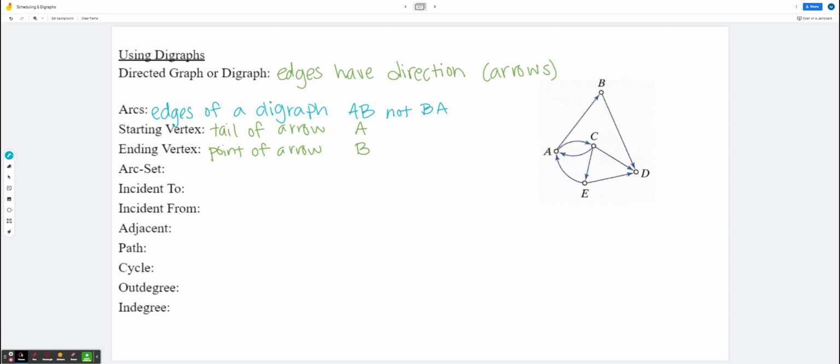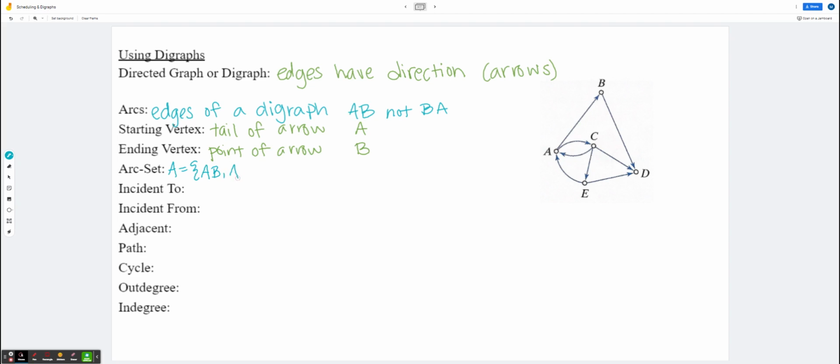The next thing we can talk about here is the arc set. Similar to how we talked about the vertex set and the edge set in a regular graph, we can talk about the vertex set and an arc set of a digraph. For our arc set, you do need to make sure that you write all of the arcs from the starting vertex to the ending vertex. I like to write them all in alphabetical order.